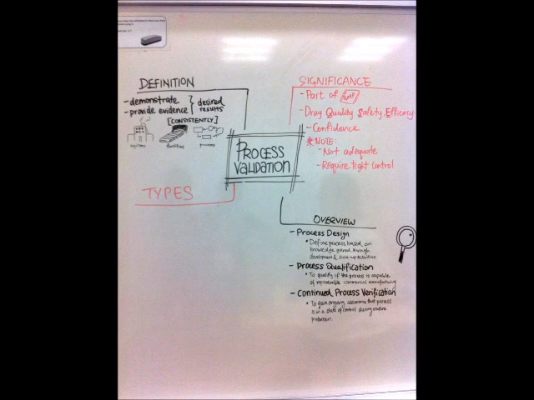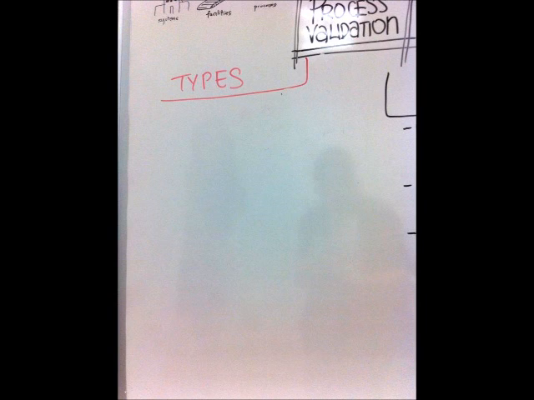May I know what are the different types of process validation? Well, that's a very good question, pharmacy student. There are actually five types of validation. Firstly, pre-validation, prospective validation, concurrent validation, retrospective validation, and revalidation. Dr. Dexter, maybe you want to elaborate more on each type of validation?